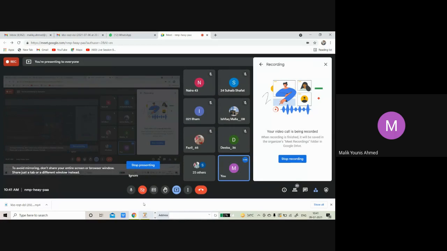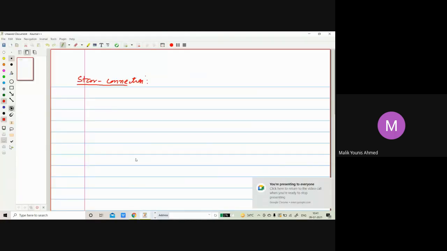Okay, so let's continue with the star connection. Now, fourth, we have power ratings. Fourth, what we have to do is power ratings.